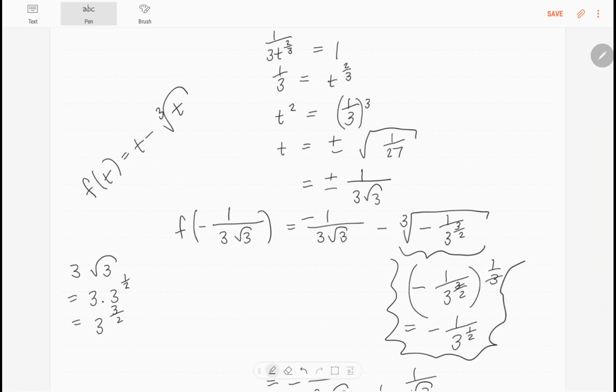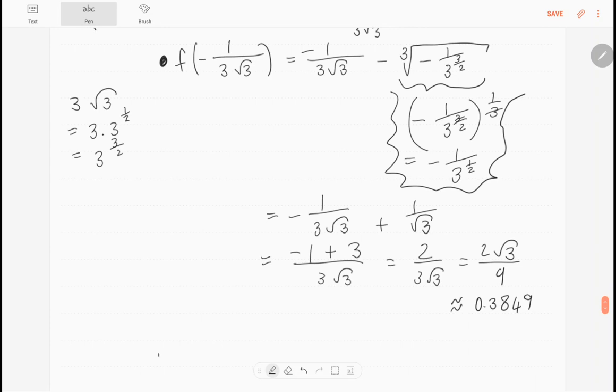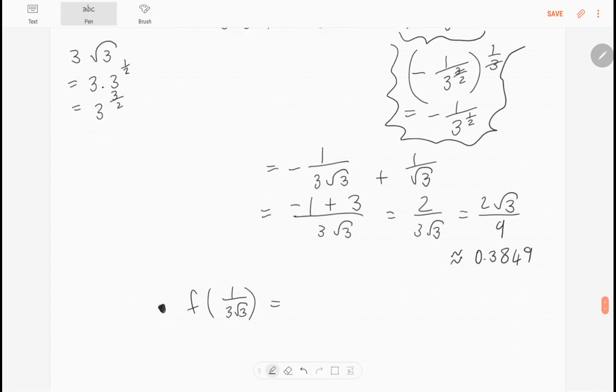We also still have to check when it equals the positive, but the steps there will be very similar. So it's going to be f of 1 over 3 root 3. I'm not going to do all of those steps, but the answer you get then is minus 2 root 3 over 9, which is then approximately minus 0.3849.